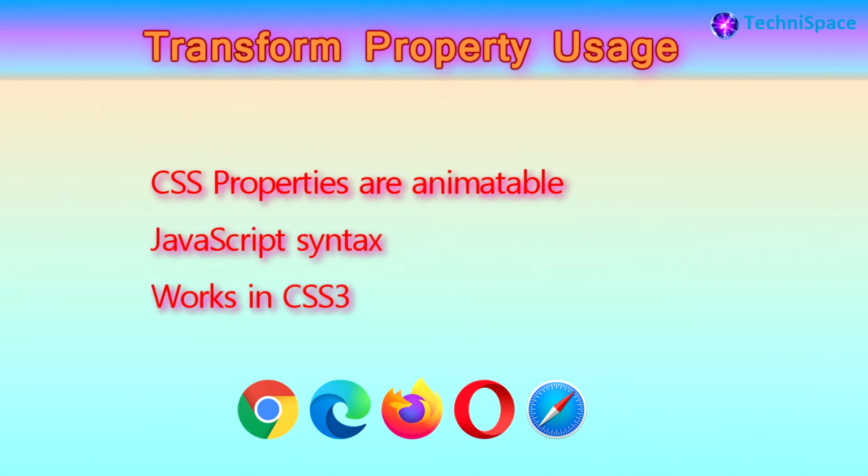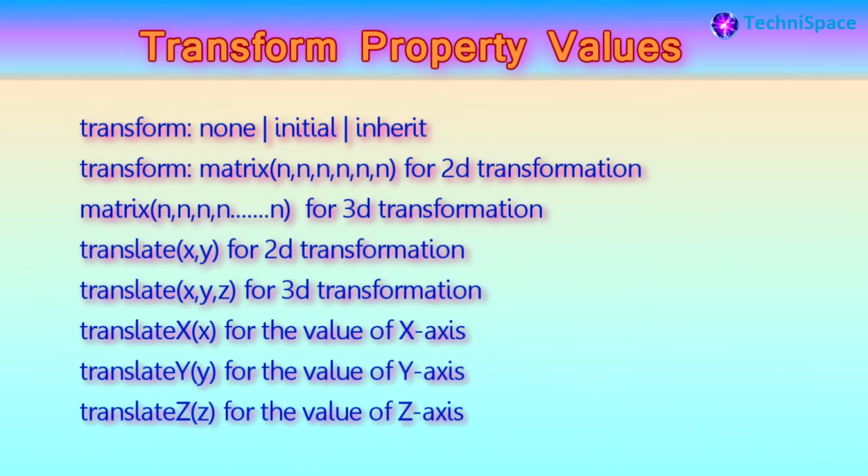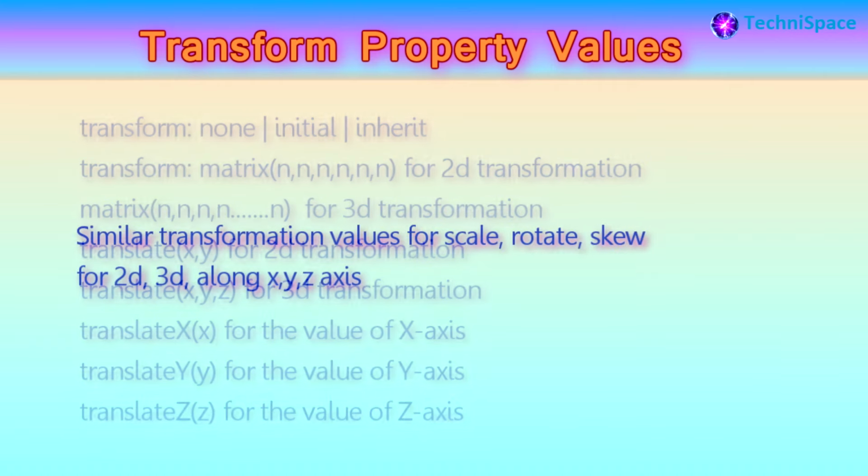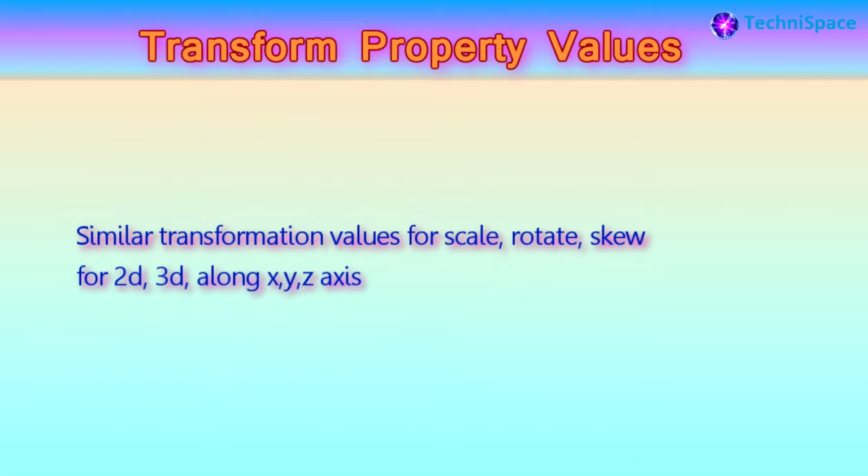There are so many property values that can be applied, such as none, initial, inherit, matrix for 2D transformation using 6 values, matrix3d for 3D transformation using 16 values, translate XY for 2D translation, translate XYZ for 3D translation, translateX for values for X-axis only, translateY using values for only Y-axis, translateZ for 3D translation using values for only Z-axis. Similarly, there can be transformation for scale, rotate, skew for 2D, 3D and X, Y, Z axis.